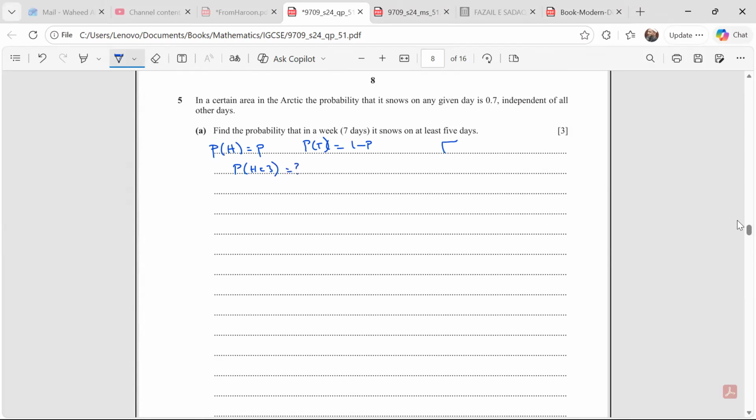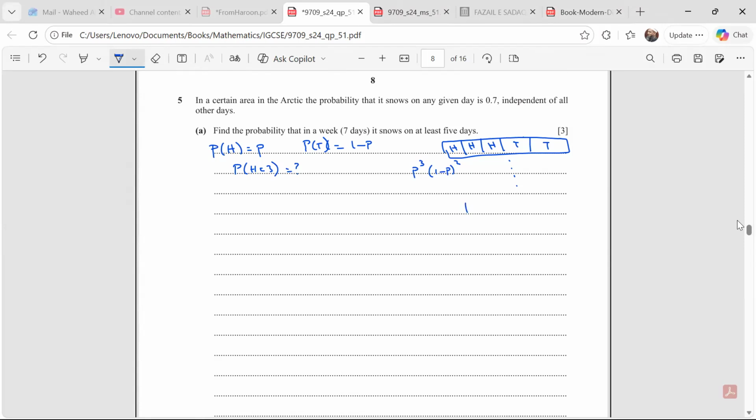Basically, if you throw 5 times, that means 1, 2, 3, 4, 5, and you had 3 heads and 2 tails. What's the probability of this? The probability of head is p, so it is p to the power 3. And the probability of tail is 1 minus p, 2 times, so it is (1 minus p) to the power 2. Am I right? Now how many different combinations are possible with 3 heads and 2 tails?